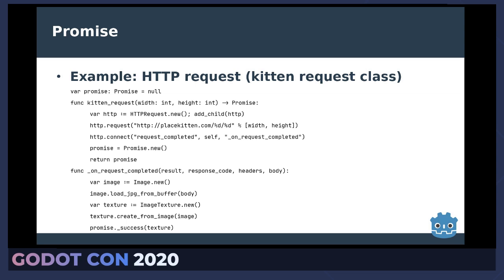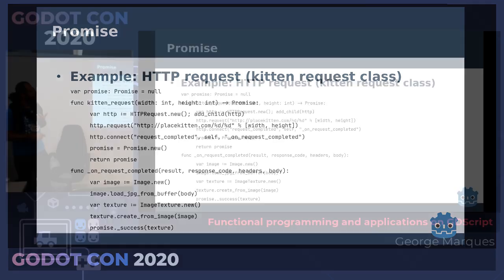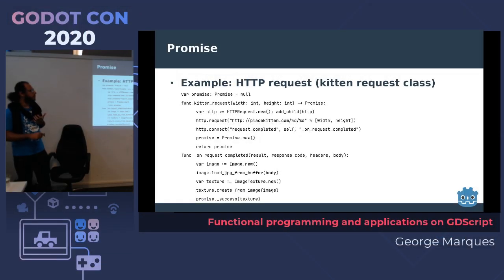For example, we have an HTTP request, which is a bit complicated because it's not super easy to do HTTP requests in JavaScript. It's a bit verbose. It's easy, but it's verbose. Essentially I create a new HTTP request node, and I call some URL with the parameters that you pass, like the width and height of the image. Then I connect the request completed signal of this node to this function down here. Then I create a new promise, and I just return this promise. This promise is stored in the class here.